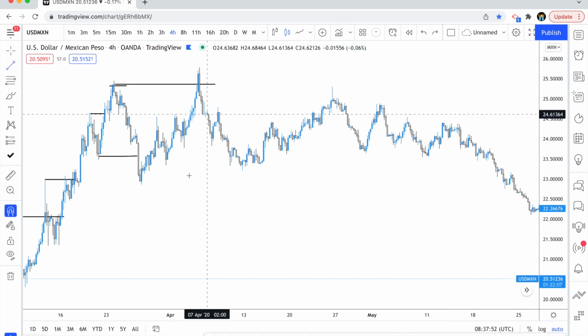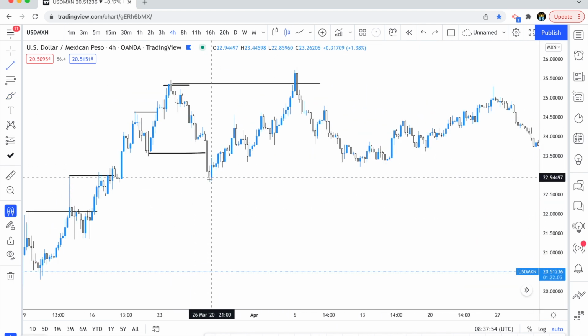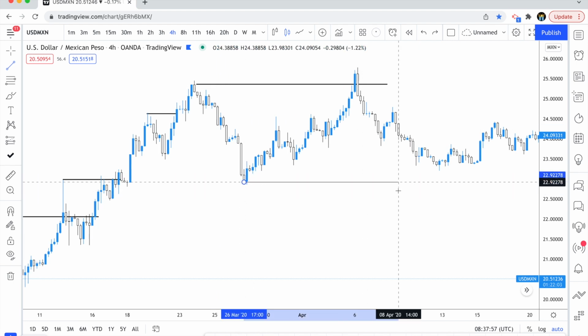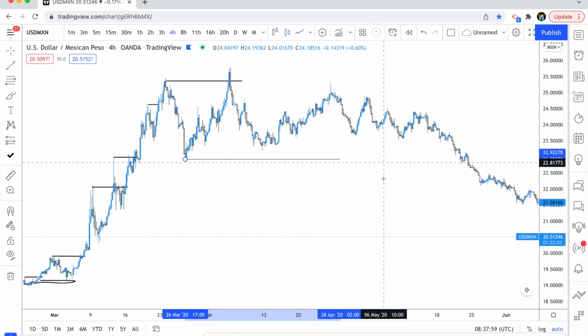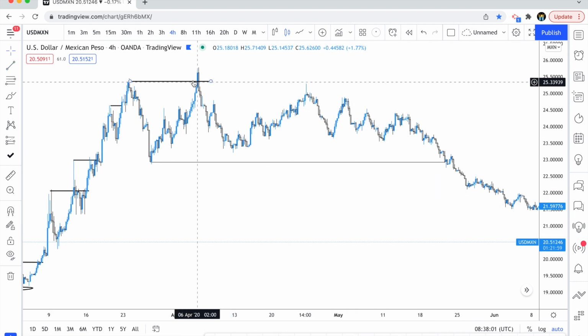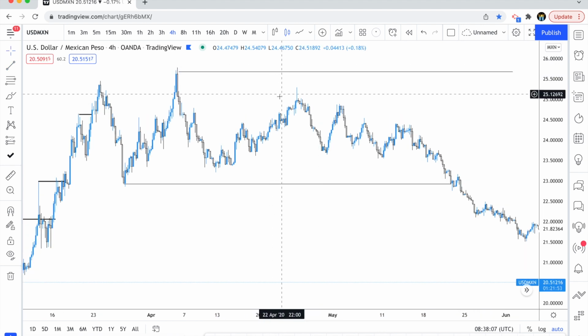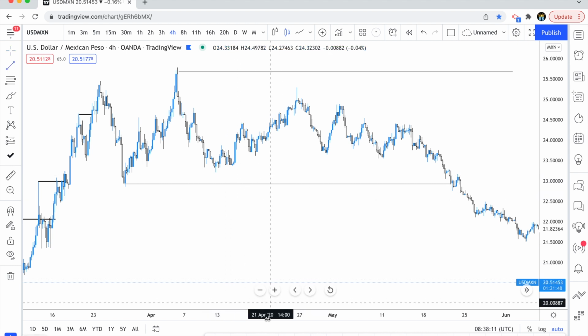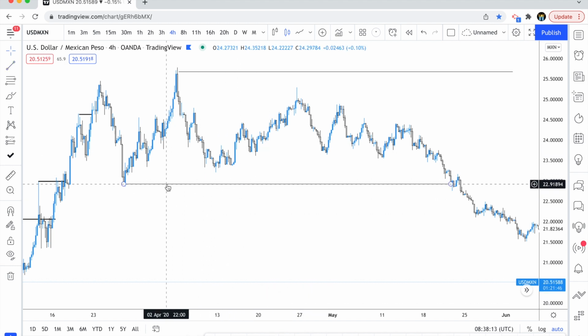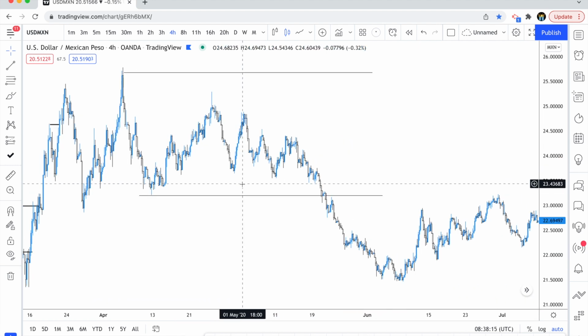Let me erase some of these lines here so I can show you guys clearly. Okay, this would be your real low. So you would stretch this line, right, like this. And then this would be your real high here. Okay. The low has to be broken first. I'm sorry. Let me make this clear here. Right there.